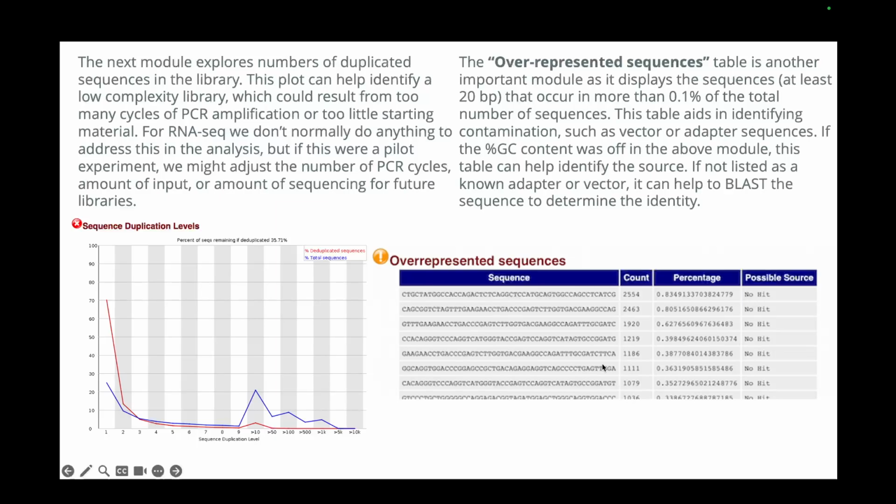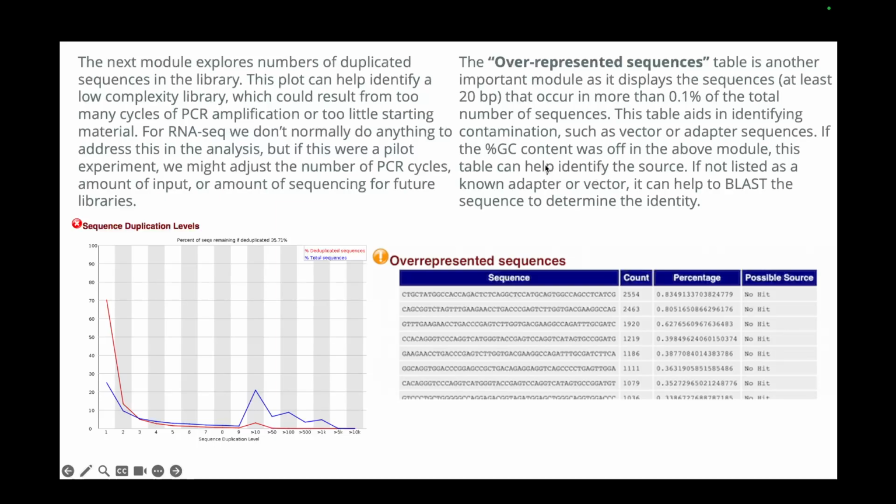Intuitively thinking, this is not possible, but you'll also find these kinds of sequences having very high counts, repeating all across your sequencing reads. What this might mean is contamination. This can be a vector or adapter sequences. Remember, in Illumina we used adapters. The adapter sequences might be similar, so you can have a lot of adapter sequences contaminating your DNA. If the GC percentage was off in the above module, this table can identify the source.